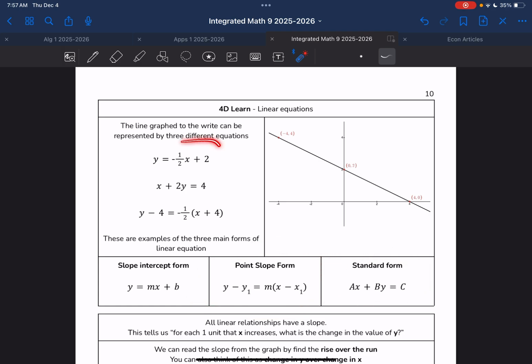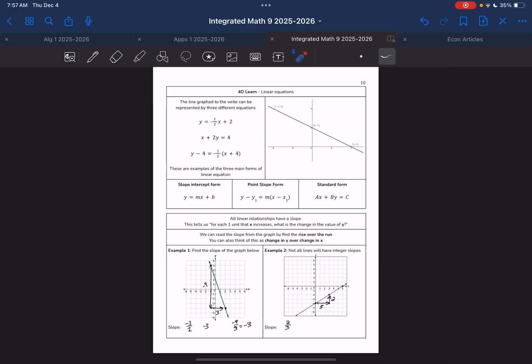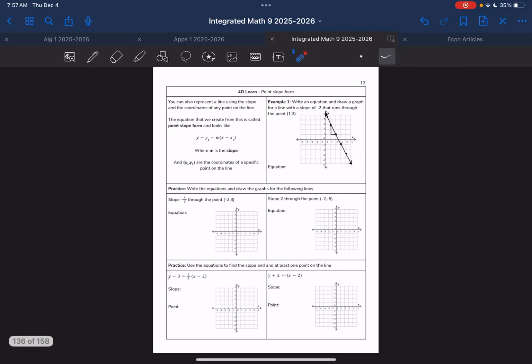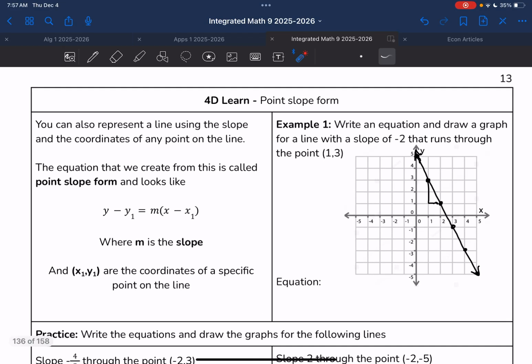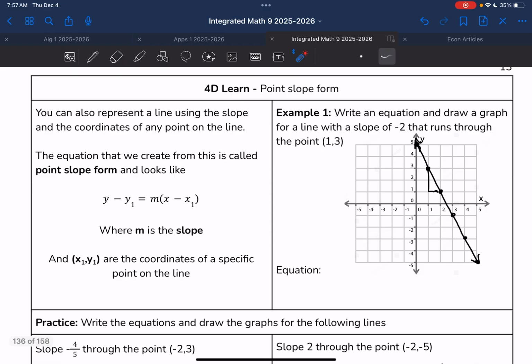And so for this specific line, here is your standard form, here is your point-slope form. So let us take each of those in turn, starting with point-slope form. So point-slope form is really helpful when we know the slope and we know one point that it runs through, right? It lets us very quickly write an equation for the line based on just that information there.